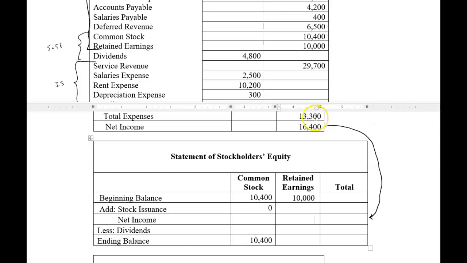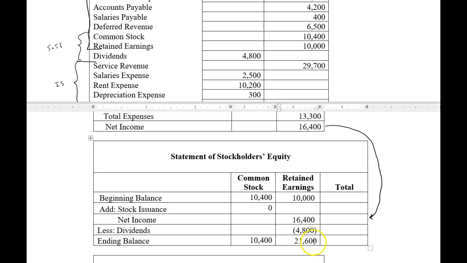So that way we don't have to re-show all of those accounts that we've already summarized. Then we're going to take away our dividends that we had, and that's going to give us our ending retained earnings balance. So notice, to find retained earnings, you bring your beginning balance, you add net income, you subtract net loss, you subtract any dividends paid out, and that's going to give us our ending retained earnings balance.